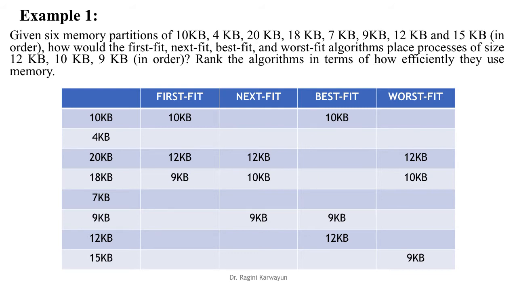So we will start with the first fit policy. The first process is 12 KB in size. We start our search with the first hole, that is 10 KB. 12 KB cannot fit in 10 KB. Then we proceed to 4 KB, which is also less than 12 KB. The next hole is 20 KB in size. 20 KB can easily accommodate a 12 KB process, so it is big enough, and the 12 KB process will be allocated this partition.